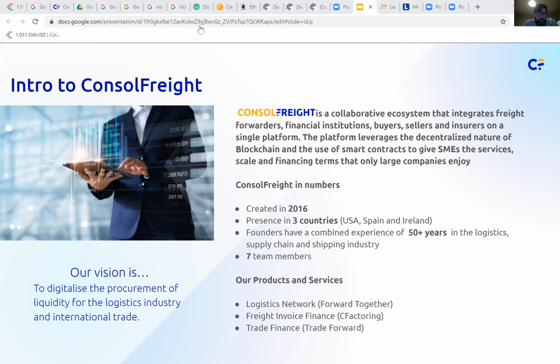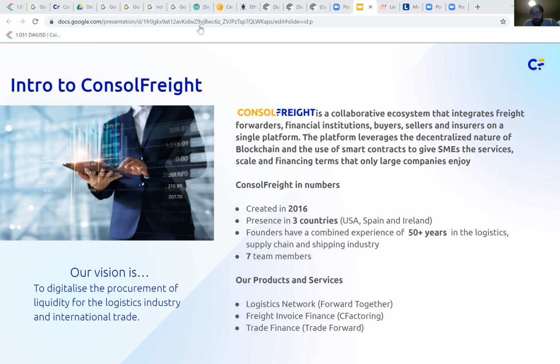And what we do, right? Our vision as a company is quite simple: to digitalize the procurement of liquidity for the logistics industry and international trade. Why? Because it's an industry that is at the moment heavily reliant on paper. Processes internally are still done by moving paper around, and we believe that changing the way the industry is moving will allow us to provide better services to the end customers, and also will decrease the barriers of entry for the people that need the most liquidity, right?